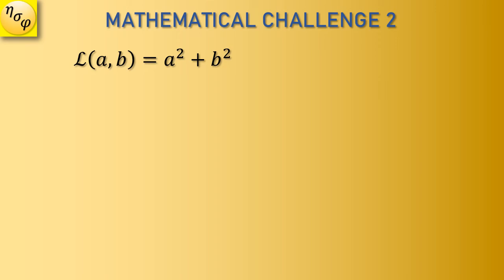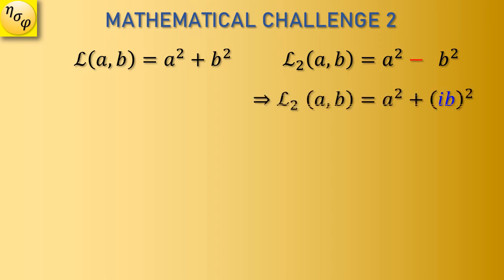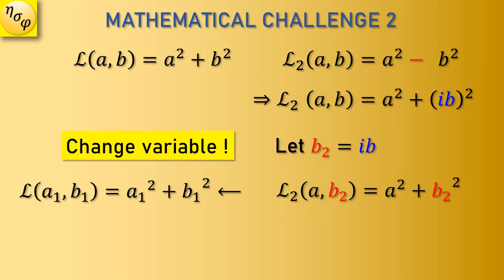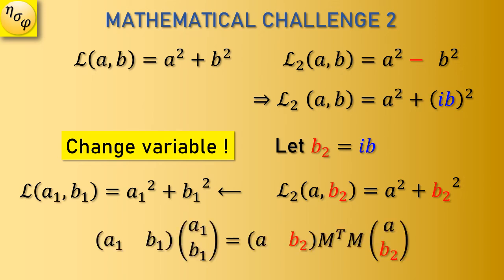Now the second challenge. I modified L into L2 by changing the addition into subtraction. Please pause the video now and think by yourself first. Welcome back again. This is the hint. Pause the video again. Okay, the key is change variable. Let b2 equal b times imaginary number i. Again, with this variable, we can bring L2 into the same form as L, and we can solve with the same transformation matrix M. Is this also easy for you?